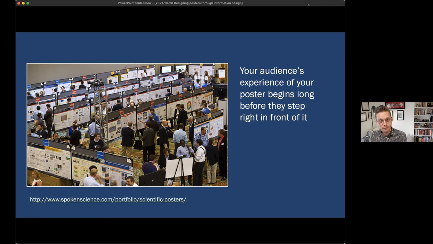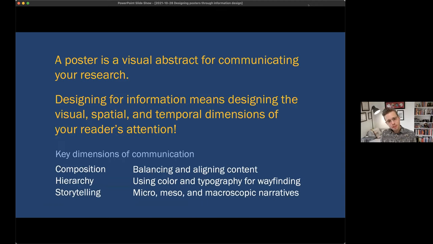So the experience of the way we communicate our information is distributed in dimensions beyond just the bounds of the poster or the figure that we design. So it's worth thinking about a poster as being a visual abstract for communicating our research. And if it's a visual abstract, then it's worth being designed and thinking critically about how we design that thing. So since an abstract presents information, it's worth designing that visual abstract for communicating that information. And designing for information itself means designing for the visual, the spatial, and the temporal dimensions of our reader's attention. Again, all these different dimensions of how people interact with the thing that we're trying to communicate.